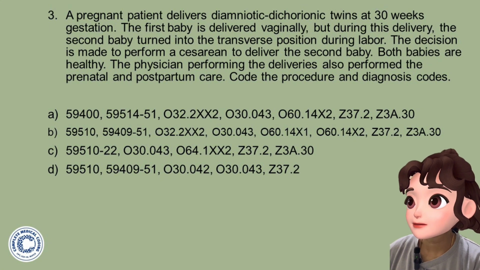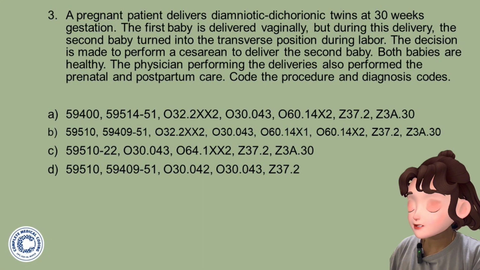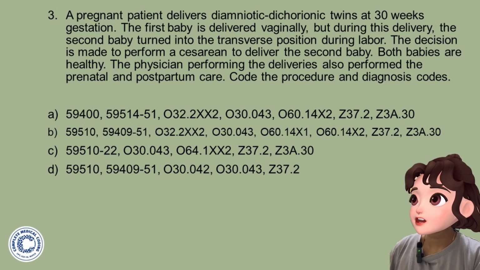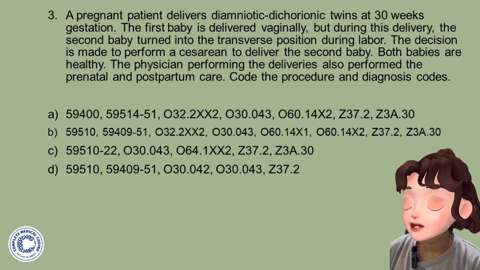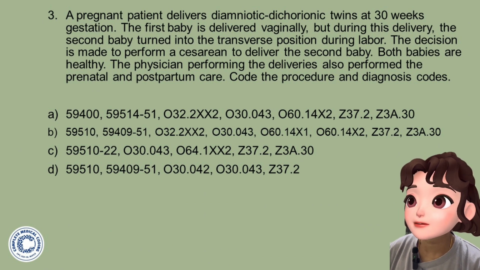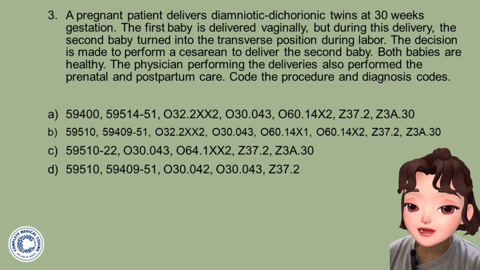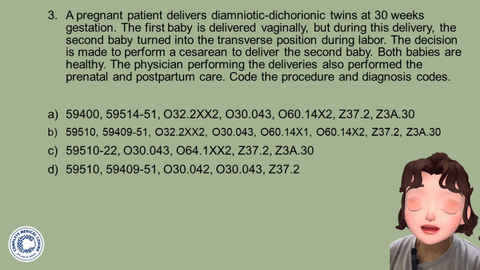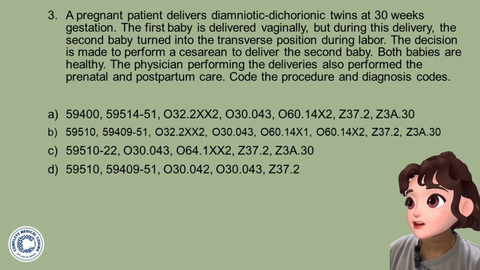Now, what is the third ICD code in option A? O60.14x2. Since this is 30 weeks gestation, this is a preterm. Babies born before 36 weeks are considered preterm babies. No matter whether the baby is healthy or not, before 36 weeks we will consider it a preterm labor. So, since this is a preterm labor, you have to code the preterm code also.